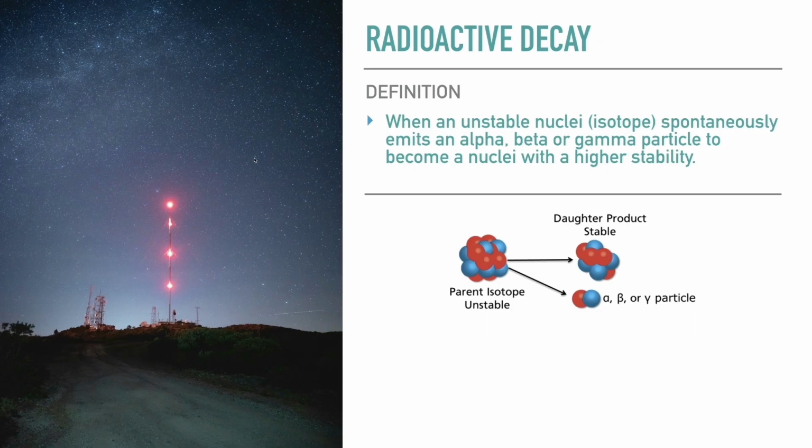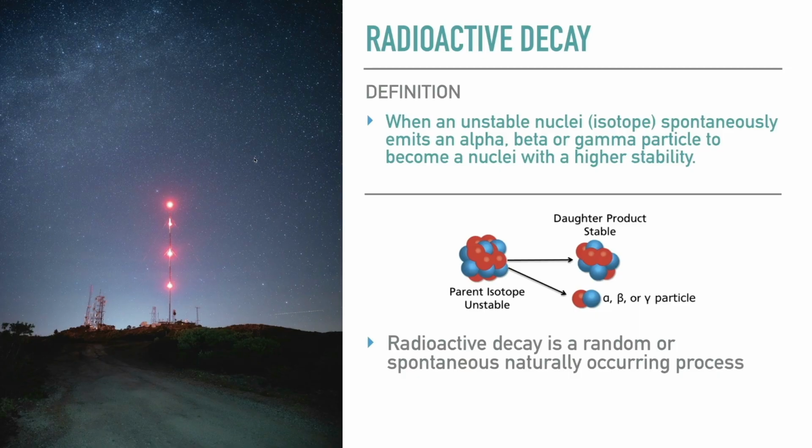We call the unstable isotope the parent isotope. And then once it's released a particle to become more stable, we call the remainder product a daughter product, and that is stable. Now, to become more stable, it spontaneously emits an alpha, beta, or gamma particle, and it becomes a daughter product with a higher stability.